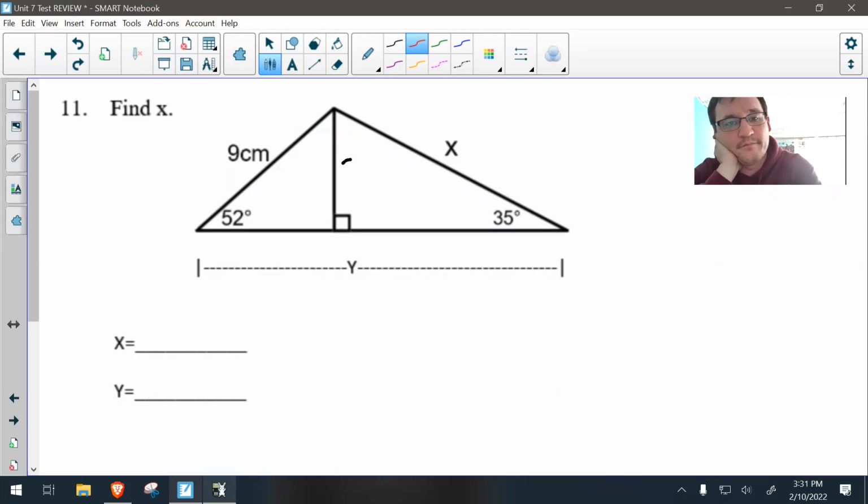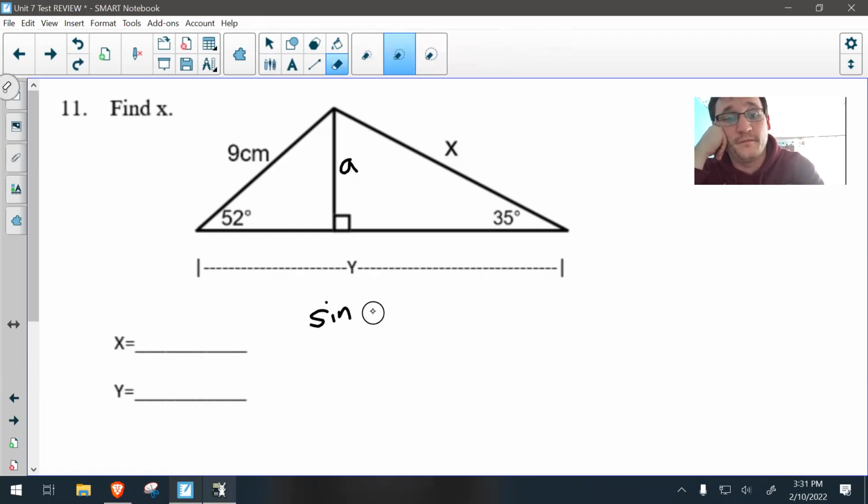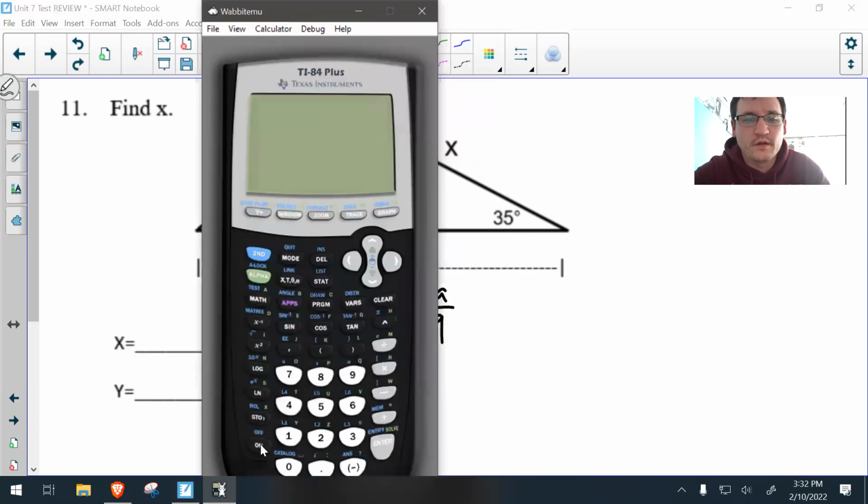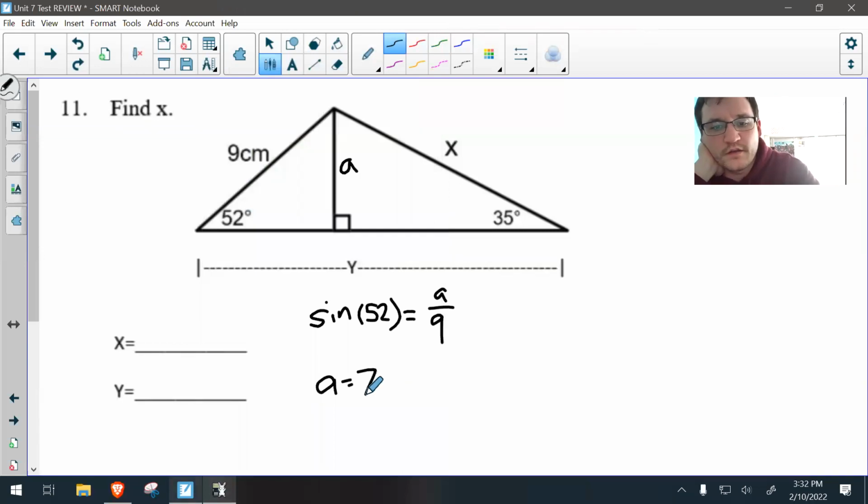Let's call this A. That's A for the altitude, whatever. I can figure out A. I can't go straight to X if I'm going to go this route. So I'm going to say the sine of angle A, I'm sorry, the sine of 52 degrees equals the opposite, which is A over 9. All right, so A equals 9 times the sine of 52. I'm just going to type that in the calculator real quick. 9 times the sine of 52. What does that give us? We'll call it 7.09.